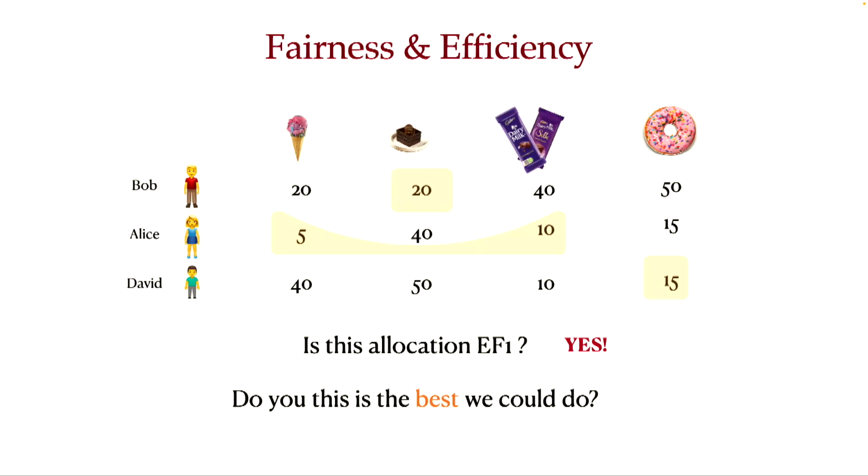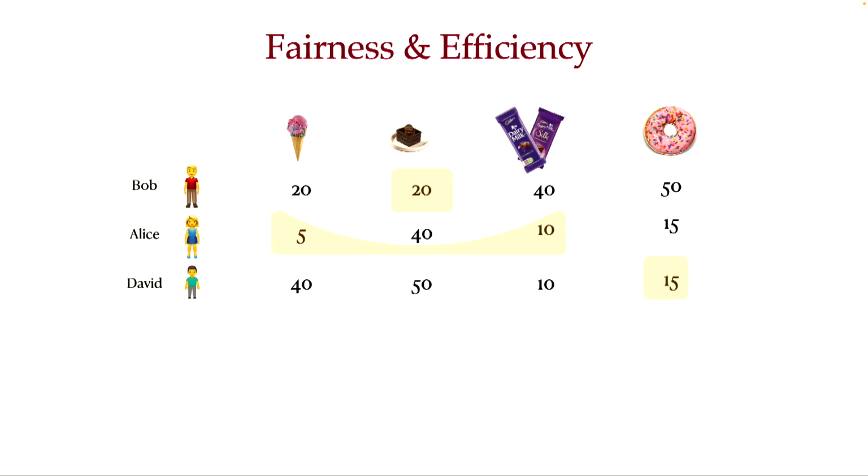Do you think this is the best we could do preserving EF1? Because now we are moving towards efficiency. We are not relaxing our fairness criteria. We are still talking about fairness plus efficiency. So let us look at this allocation. Is it EF1? Is it better than the previous one? For that you need to know the previous one, which was 20 and 15.